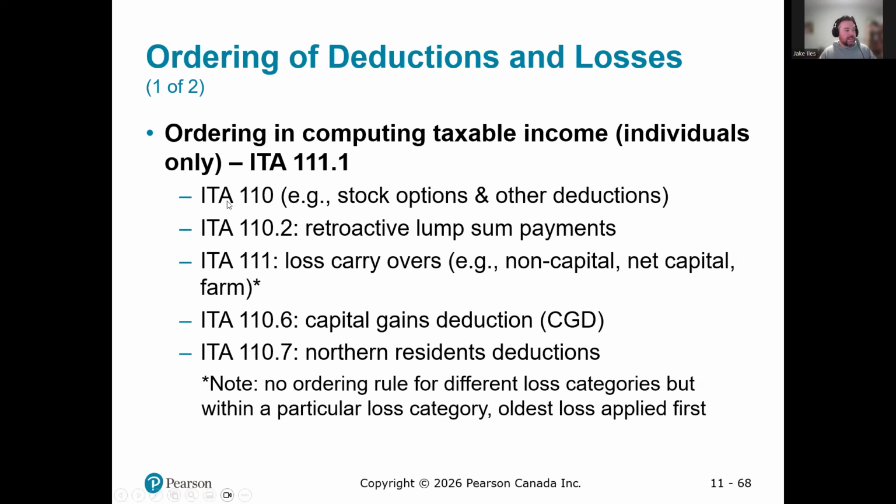So when we have the Tax Act, Section 110 and 110.2, the stock options and deductions for retroactive lump sums, we would want to take those first because those are treatments that only occur in the current year. The stock option deduction only happens when we're recognizing the employment income. So if for whatever reason we don't optimize that deduction, we don't get to carry it with us. So if given the option, we would want to use that first.